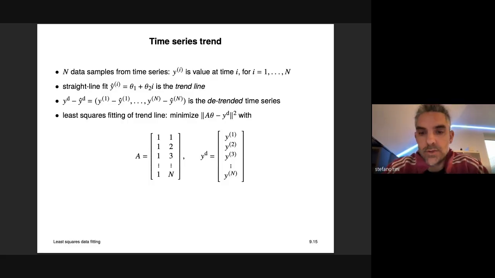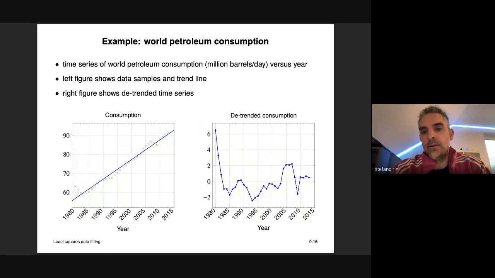So you do want to do a least square fitting. So what you do is you construct the matrix A in that way and the matrix YD in that way, and then you just solve it. Okay, so let's say this was your petroleum consumption. That's another good example. You see that the petroleum consumption is always trending up. Nowadays, the reality is that we use petroleum more efficiently, but the total use of petroleum is always increasing. So if you do a detrending, then you see better the pattern of the detrended data.